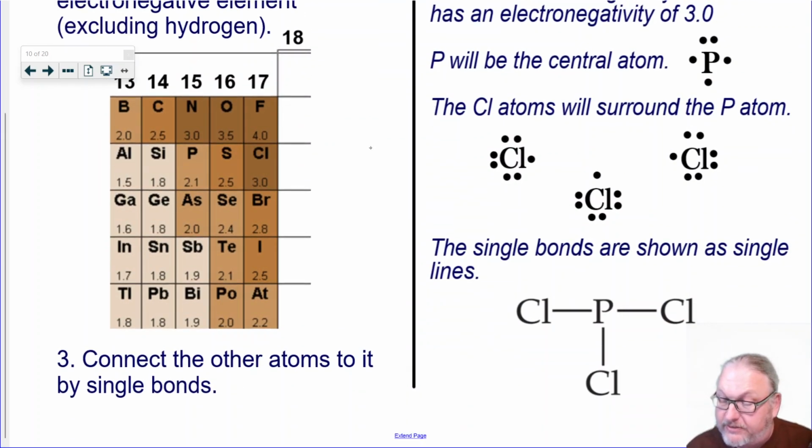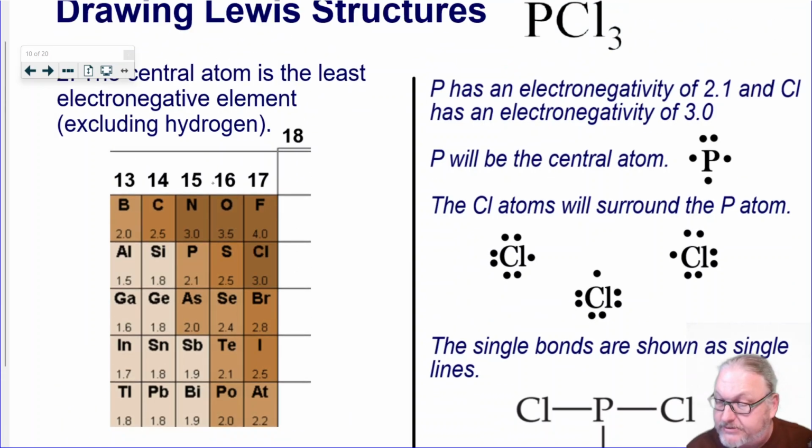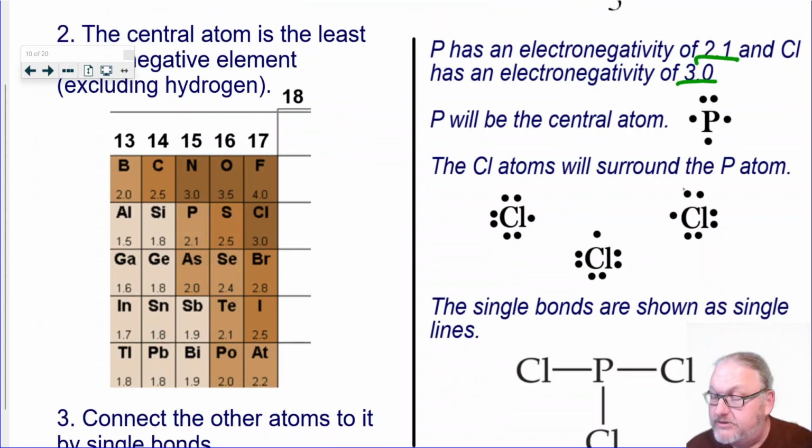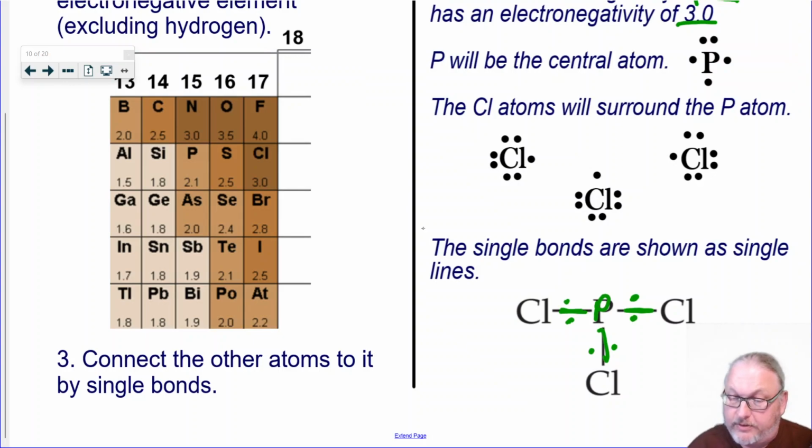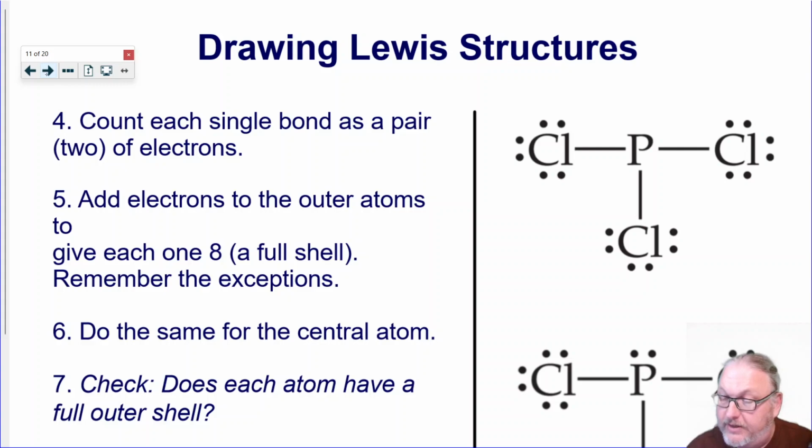Then we're going to connect the other atoms to it by single bonds. So we looked here: phosphorus 2.1, chlorine 3.0, phosphorus is going to be the central atom. So I'm going to put phosphorus there in the middle. Then I'm going to put a bond around each chlorine. Now remember, the line means 2 electrons. So far, so good, I hope. So each of those is 2 electrons.